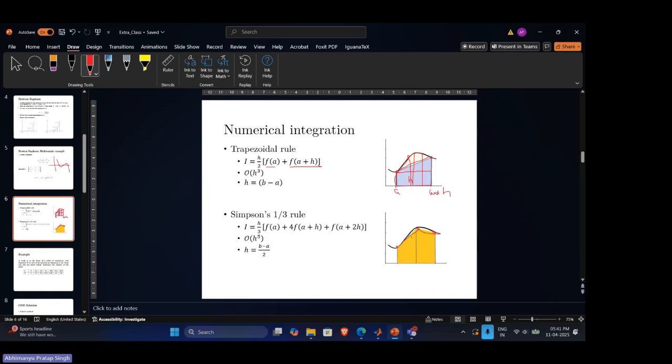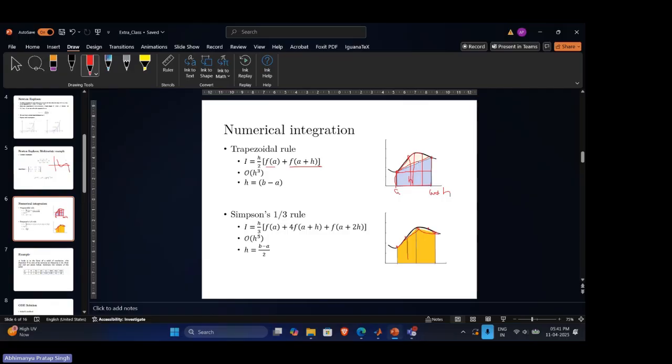Then there is the 3/8 rule where we take 2 points in between, right? And then we get a cubic approximation. So it's like between 2 points, like I have 2 points over here, so I can join them using a straight line only.